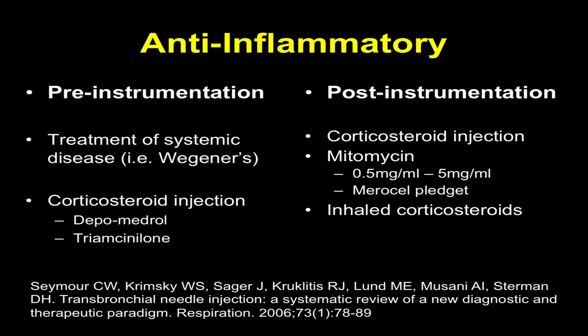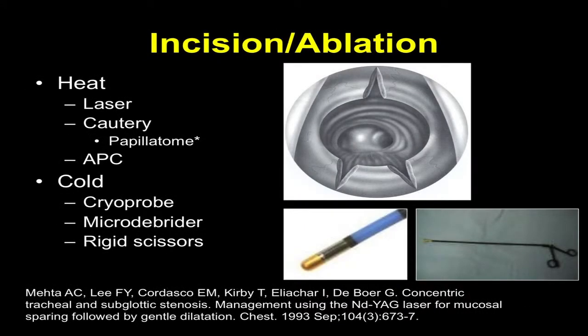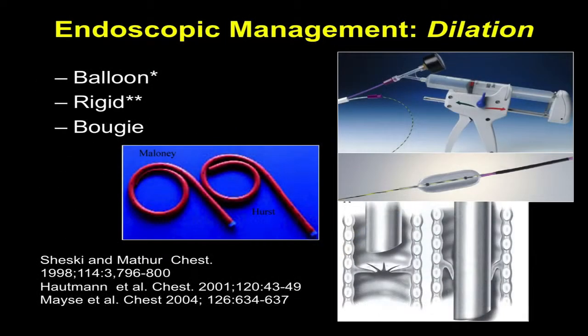You should potentially use injection of steroids, and we use triamcinolone at Penn, but there's no data supporting using one versus another. And then after instrumentation, people use corticosteroids and mitomycin, but again, there's not a lot of good data supporting either one. There is reasonable data suggesting that you can get good outcomes with incision and mucosal sparing techniques prior to doing dilatation. We currently use a papillotome to minimize injury to the normal mucosa, and then do rigid bronchoscopic dilation or balloon dilation or both.